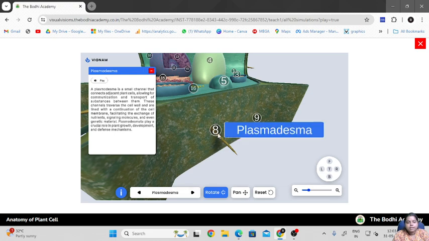Then the next is the plasmodesma. So this is a small channel. This connects the plant cells and allows for the communication and transport of substances between them. These channels traverse the cell wall and are lined with a continuation of the cell membrane, facilitating the exchange of nutrients, signaling molecules, and even genetic material. This plays a crucial role in growth, development, and defense mechanism. It looks like thorns, so it plays an important defense role against insects or predators which come to eat these plants.